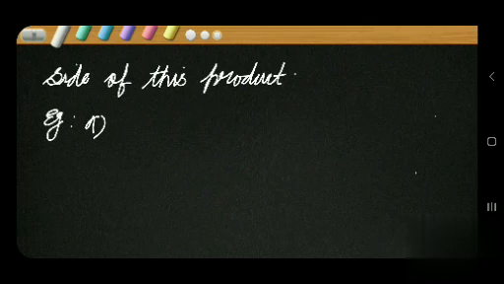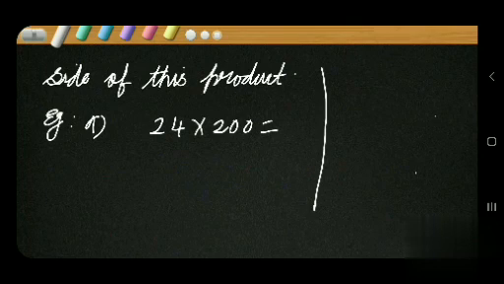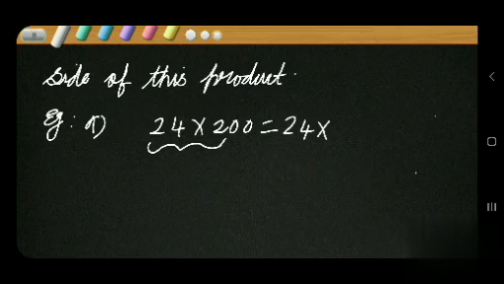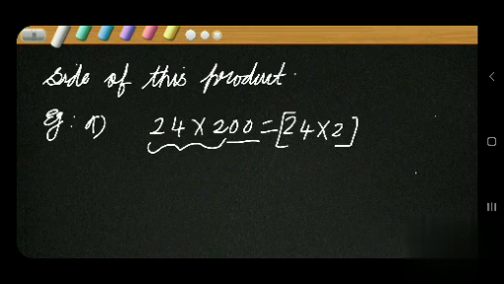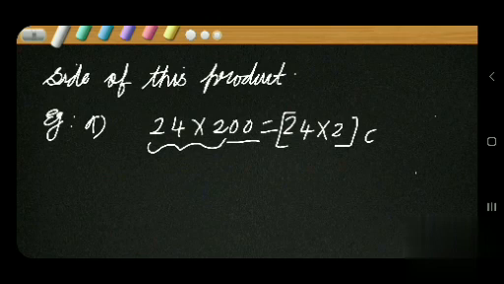Examples. A. 24 into 200. How to multiply 24 into 200? For this, what do we have to do? Yes, first we have to multiply 24 into 2, isn't it? And with this answer, how many zeros? Yes, 2 zeros. Why? In 200, there are 2 zeros, isn't it?